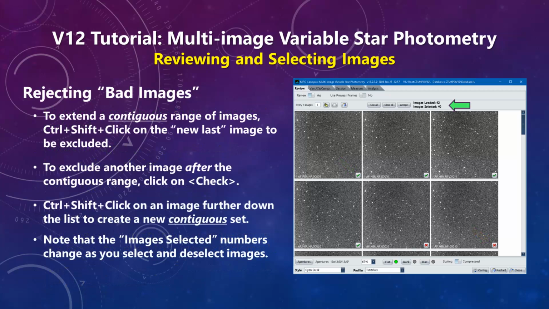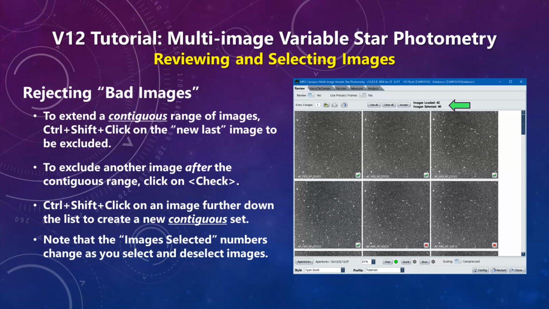To extend a contiguous range of excluded images, Control-Shift-Click on the new last image of the range. Say there is at least one good image beyond the last bad image of a contiguous range. Click on the first image and, if needed, create a new contiguous range of excluded images.